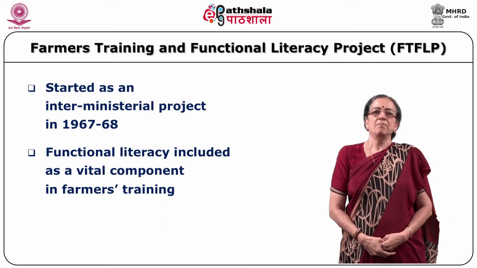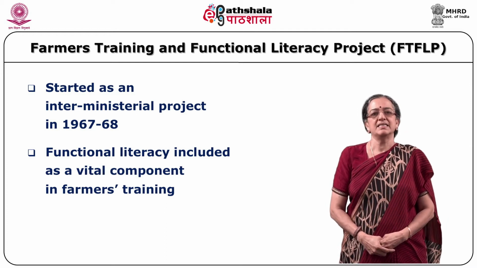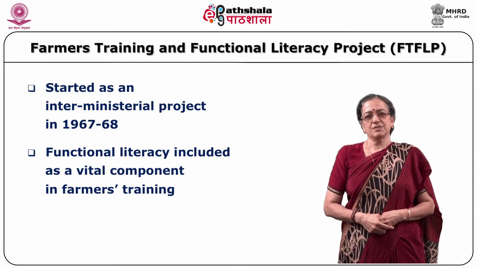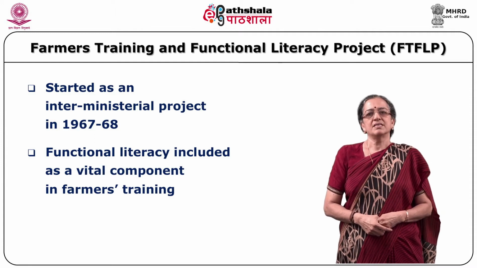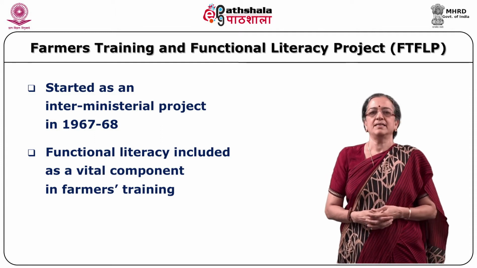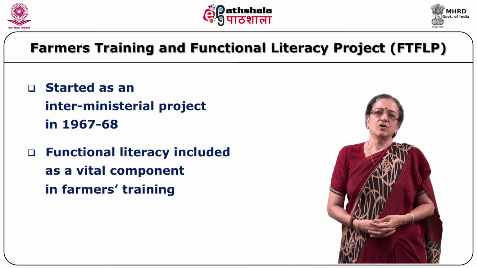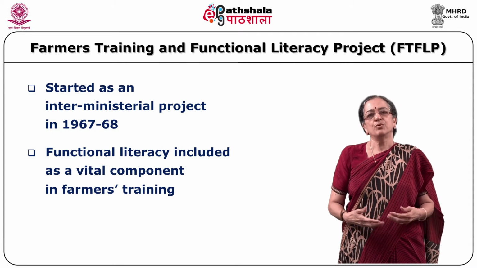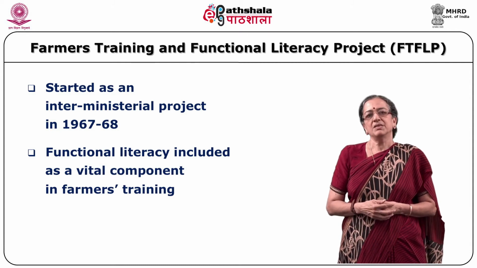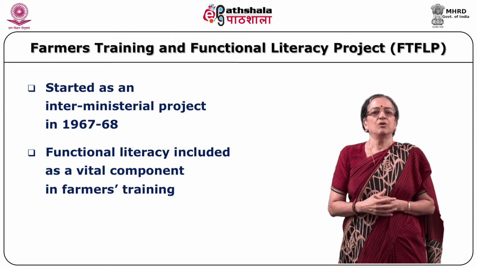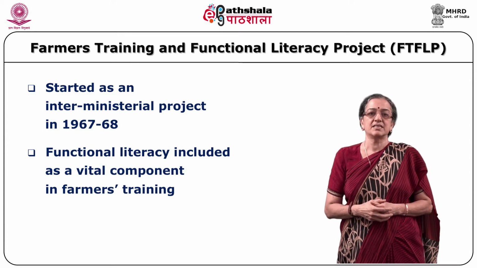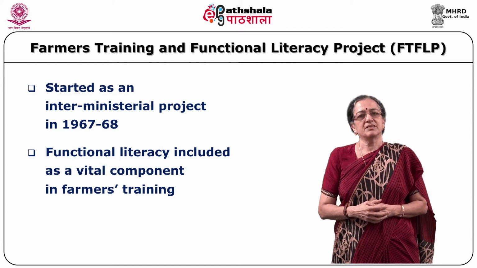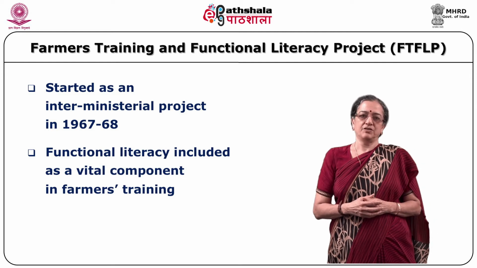It was an inter-ministerial program started in 1967-68. Literacy was a vital component of this program. This was so because literacy was expected to enhance the gains of other activities of this program, which was meant to improve the competency of the farmers in implementing the program of high-yielding variety of wheat selected by the government of India in the context of improving their productivity, development, and the green revolution.